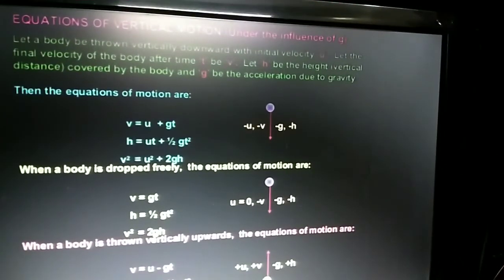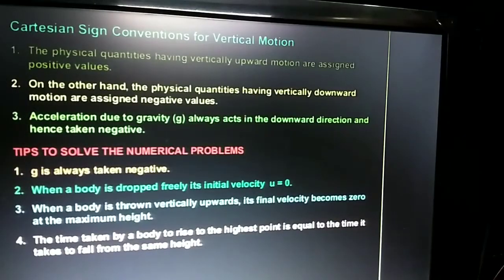According to the Cartesian sign convention, when a body is freely falling, u will become 0 and v, g and h will be taken as negative. When a body is thrown vertically upwards, then according to the Cartesian sign convention, u, v and h will be positive, whereas g will be negative. These are all called the Cartesian sign convention. Sign conventions for vertical motion.